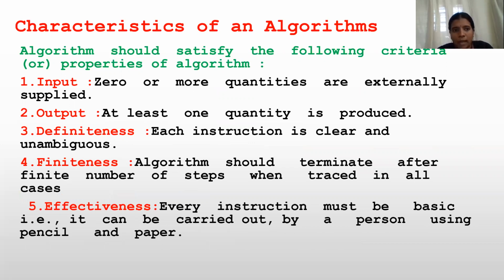The properties of algorithm are input, output, definiteness, finiteness, and effectiveness. Input: any algorithm is expected to take 0 or more inputs. It should provide at least one output. Definiteness implies the instructions should be clear and unambiguous. Finiteness implies any algorithm should terminate after a finite or countable number of steps. And effectiveness implies every instruction must be basic enough to be solved with pen and paper.